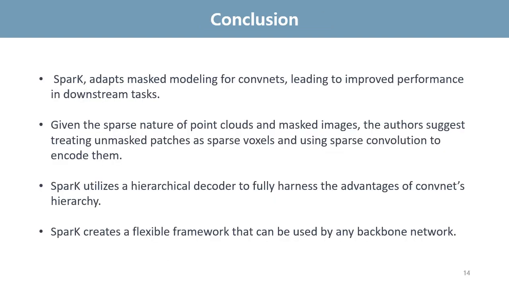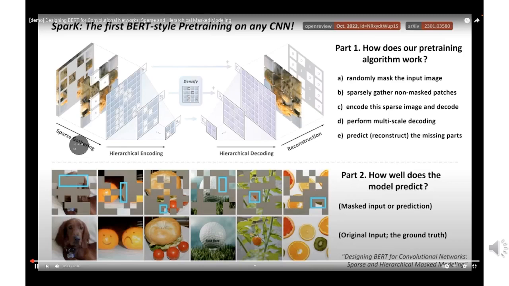Overall, SparK adapts masked modeling for convolutional nets, leading to improved performance in downstream tasks. Given the sparse nature of point clouds and masked images, the authors suggest treating unmasked patches as sparse voxels and using sparse convolution to encode them. SparK utilizes a hierarchical decoder to fully harness the advantages of the convolutional net's hierarchy. SparK also creates a flexible framework that can be used by any backbone network. In this slide, we'll see how it works overall.